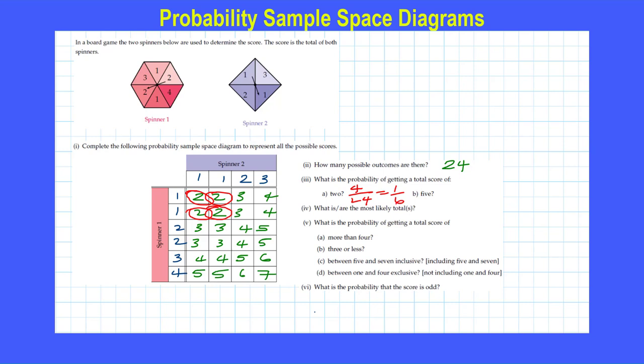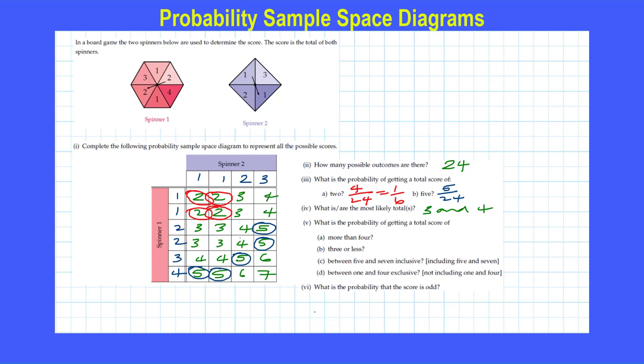All right, getting a 5, well, exactly the same thing. We can circle the 5s. So counting them up, we have 1, 2, 3, 4, 5 of them, and it gives us 5 out of 24. Okay, and we can keep going with this. What is the most likely total? Well, the most likely totals are the scores that occur the most. And if you look here, both 3 and 4 occur the same number of times. So they're the most likely scores that we're going to get.